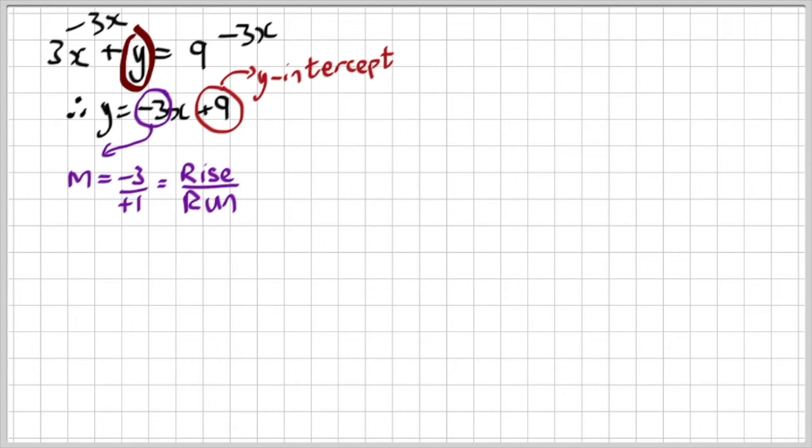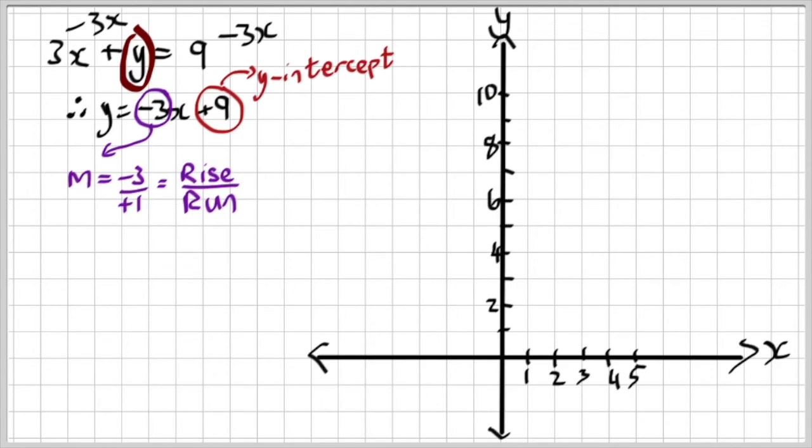Remember, that's going to be my starting point. So when I draw my Cartesian plane, my y-intercept is going to be my starting point. Let me go back there. Let me go a bit slower. First of all, I'm going to have 9 as being my starting point. Then I'm going to run 1 forward. So only 1 forward, and I'm going to rise 3 down.